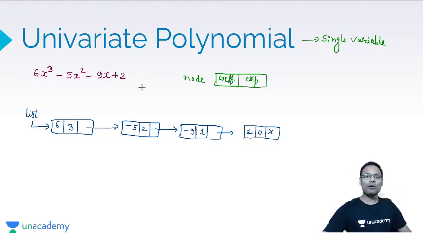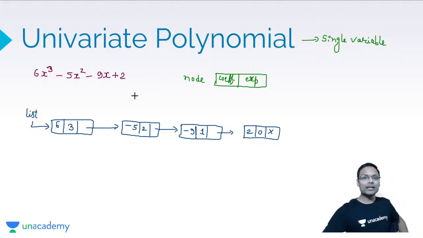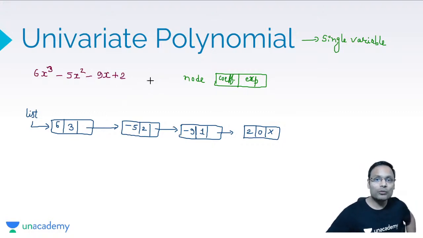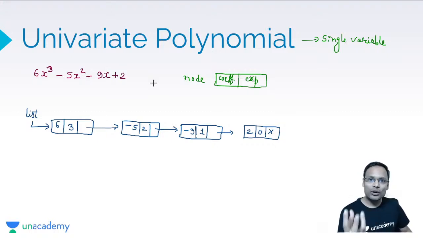Suppose I am saying that divide this particular polynomial by x, what you will be getting? Or divide this particular polynomial by x square, what you will be getting? Or 2x square, what you will be getting? So if you will have to perform the operations, of course you can write the algorithm, of course you can write a program, and to write a program or algorithm you will have to store this polynomial somewhere. How? In the linked list you can store.